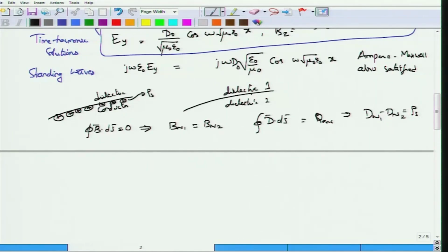However, between dielectric to dielectric, surface charge density is 0. So this would be either equal to rho s or equal to 0 depending on whether you are in a dielectric to conductor or dielectric to dielectric boundary.